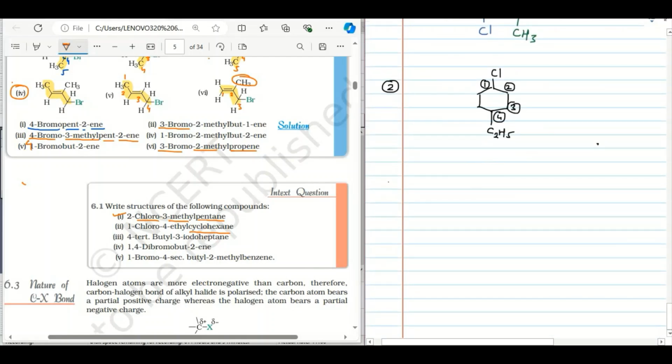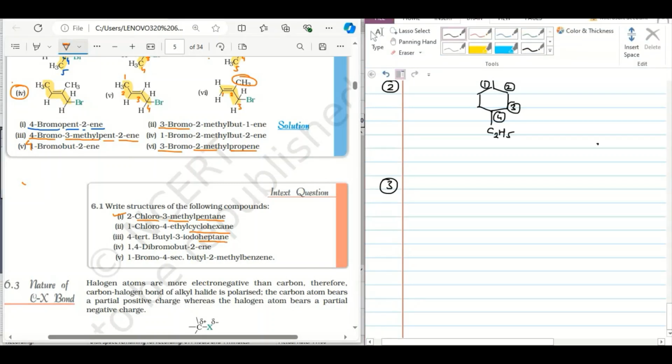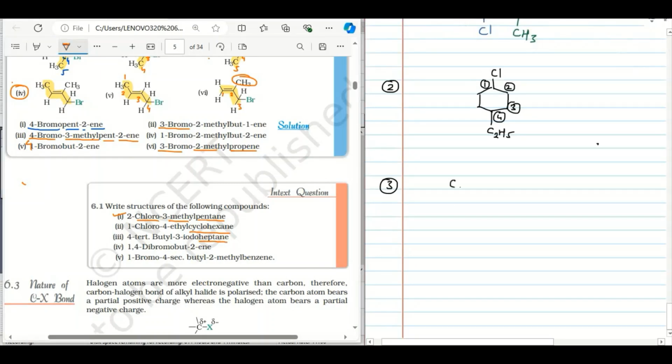Now come to the third structure. 4-tertiary butyl 3-iodoheptane. Heptane is the parent chain. So let's draw the skeletal structure of parent. It is 7 carbon long. So there are 4, 5, 6 and 7 carbons. At 4th position, tertiary butyl group is there. At 4th position means this is the center position. When you count in either direction, this carbon will get 4th number. So here tertiary butyl is there.